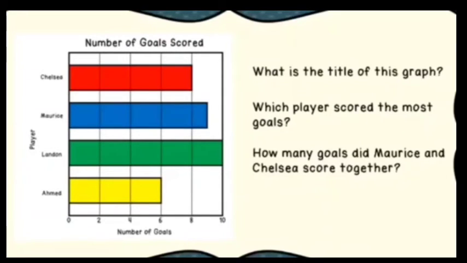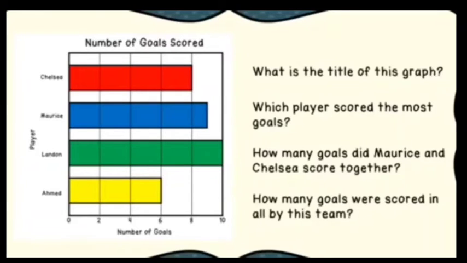How many goals did Morris and Cheshire score together? How many goals were scored in all by this team? These are the questions. Observe this bar graph and answer the questions.